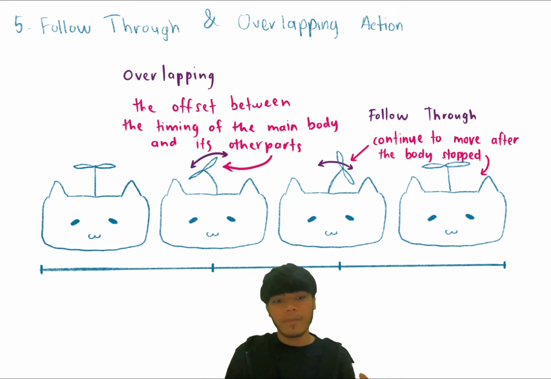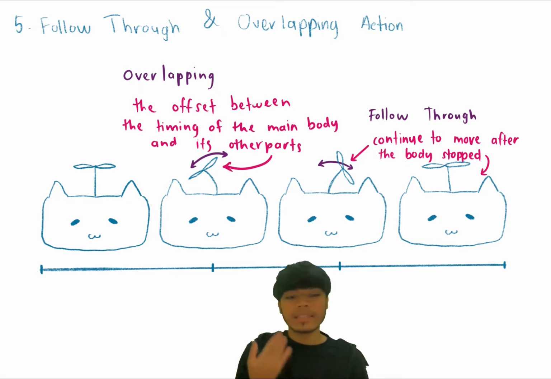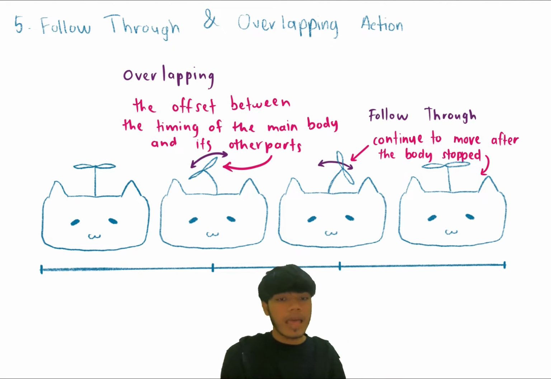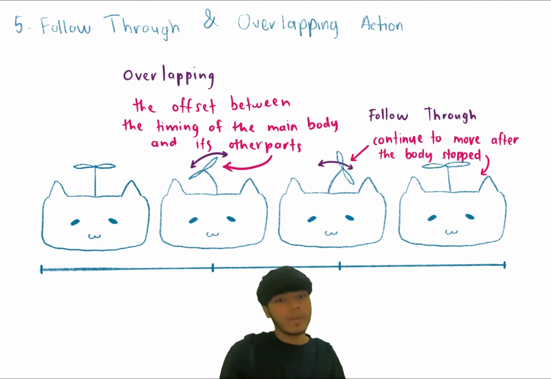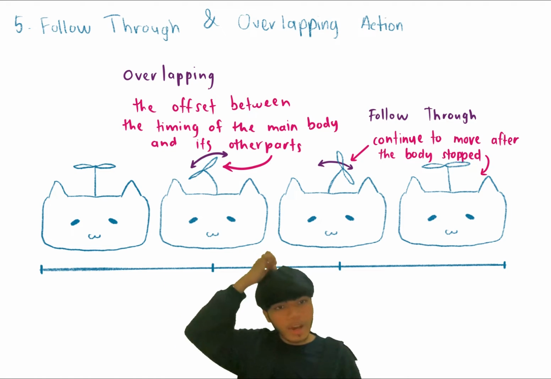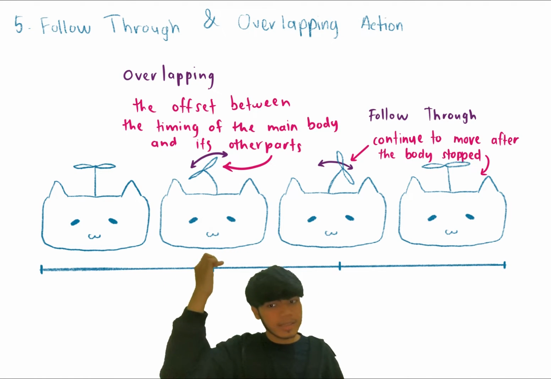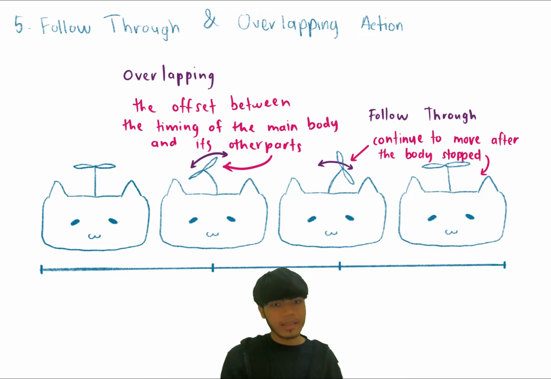For the next principles of animation, we have follow through and overlapping action. Overlapping action is the offset between the timing of the main body and its other parts. Follow through is when other parts continue to move after the body stops. So I made this drawing explaining how my character has follow through and overlapping action. As you can see, the helicopter is delayed after he moves, which is the overlapping action, and after he stops, the helicopter still moves ahead and then stops. So that's follow through. In conclusion, follow through and overlapping action is having body parts and appendages drag behind the rest of the body.